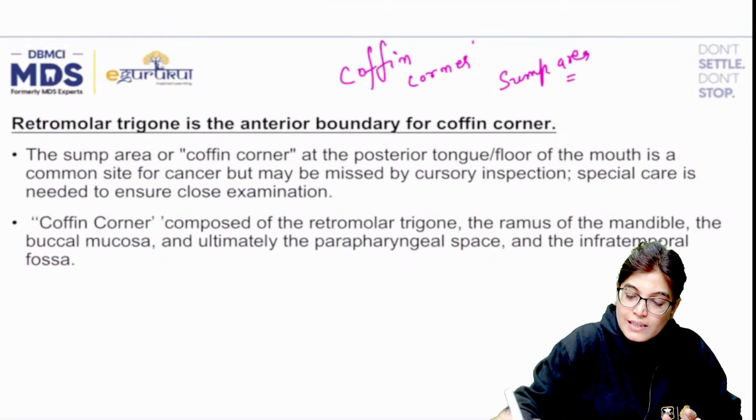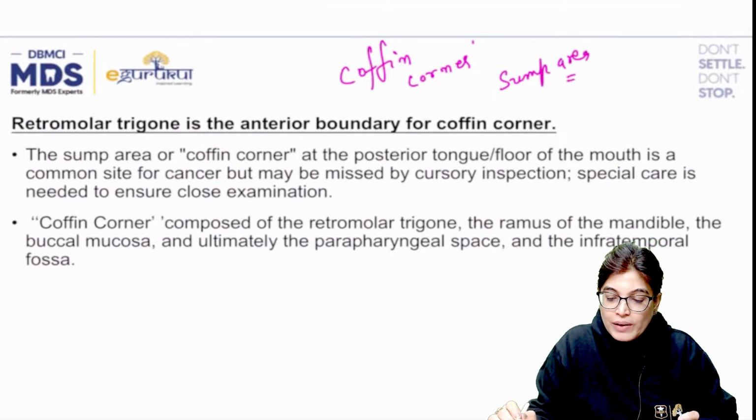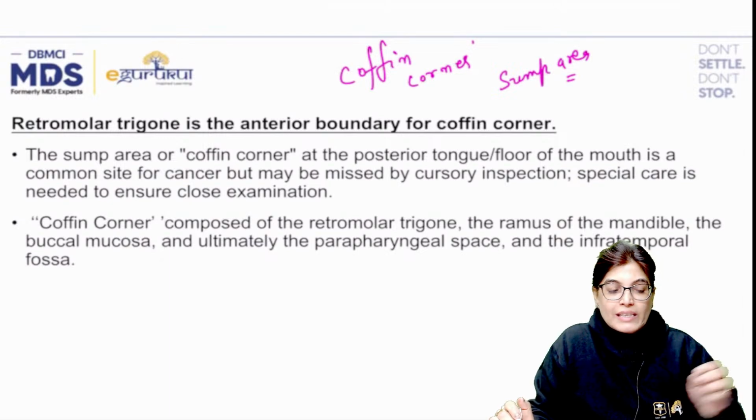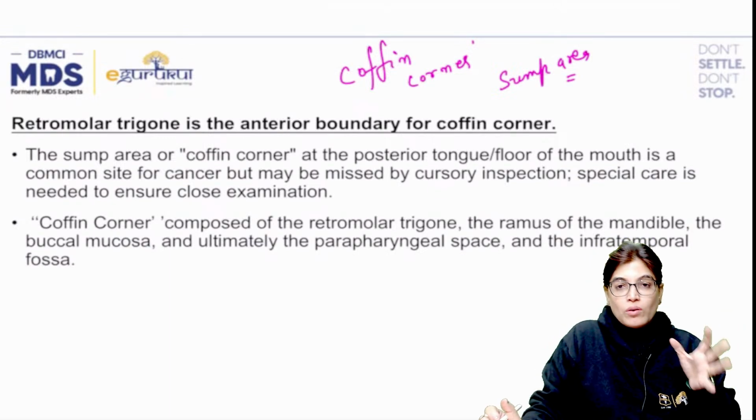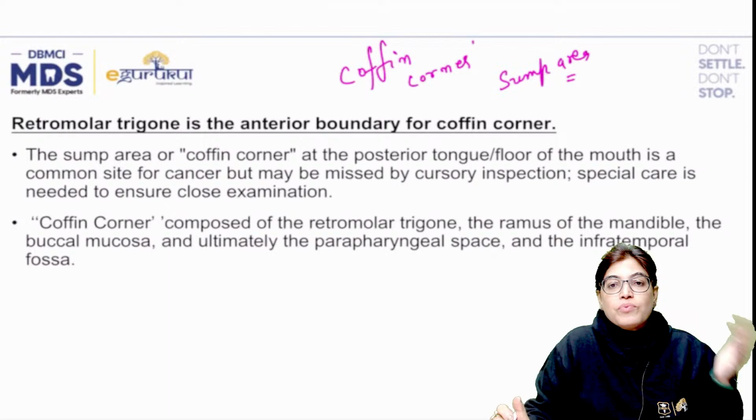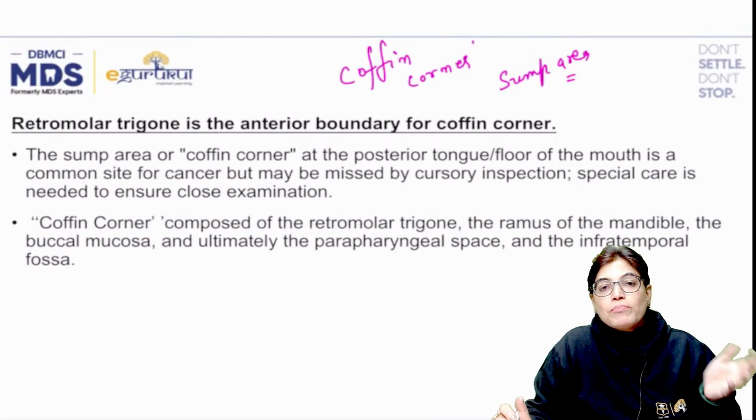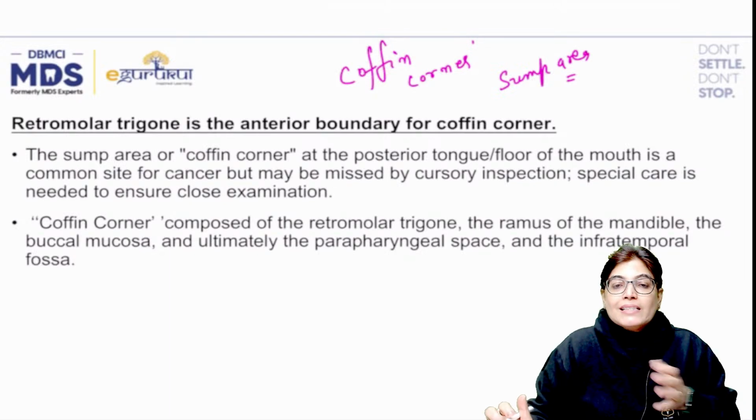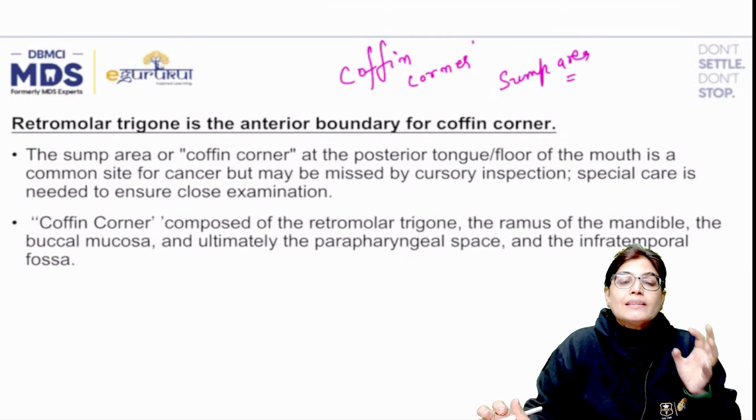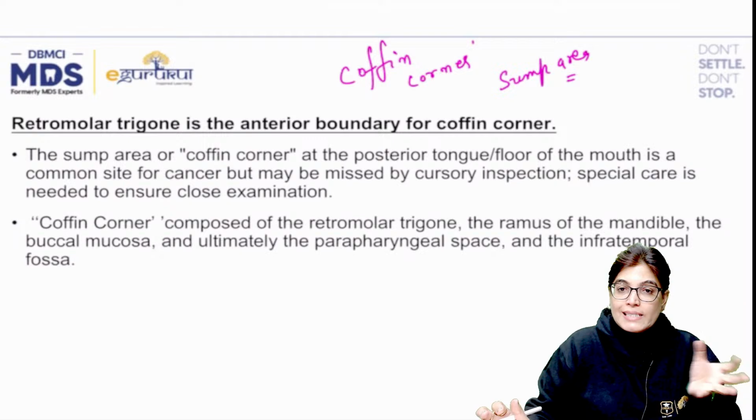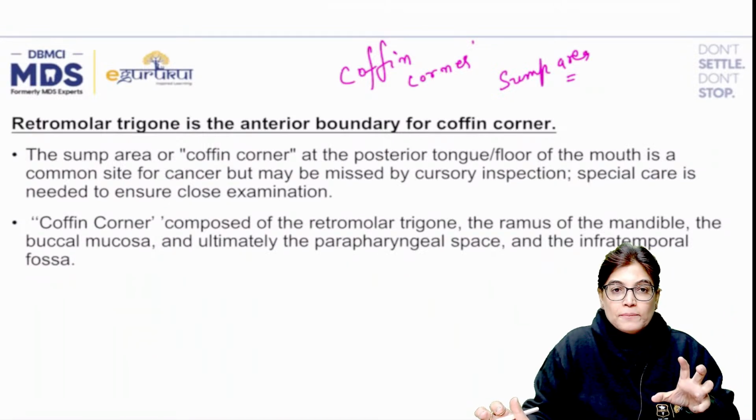Actually, why is this the right answer? Sump area or coffin corner is located at the posterior tongue or floor of the mouth and is a common site of cancer, but may be missed by inspection. And it is very important that during any procedure, close examination should be done in this area.